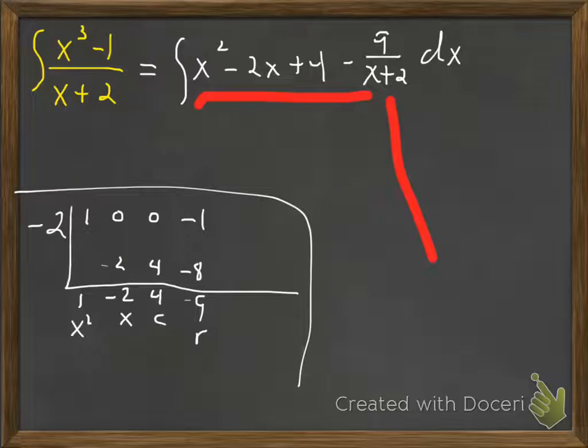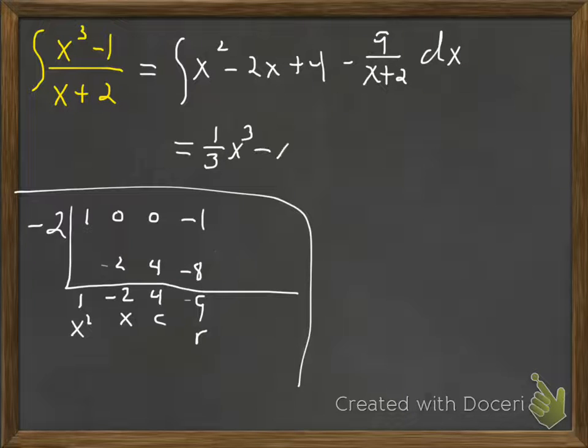And then this new piece, the -9 over x plus 2, is going to be -9 ln absolute value x plus 2. So 1/3 x cubed minus x squared plus 4x, minus 9 times the absolute value inside a natural log of x plus 2, plus constant of integration.